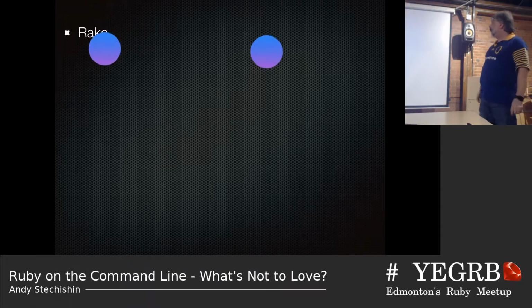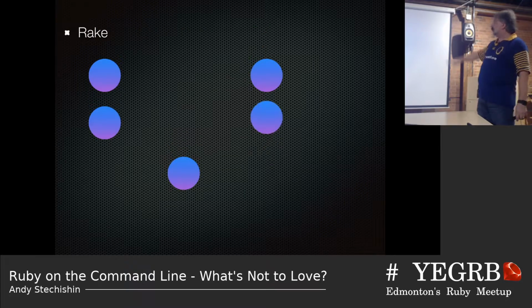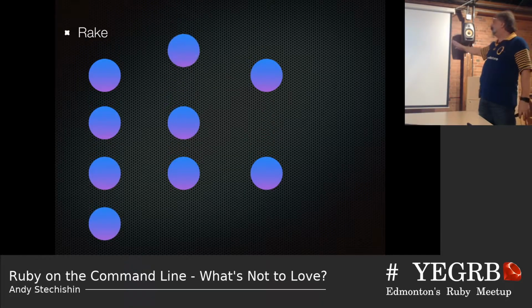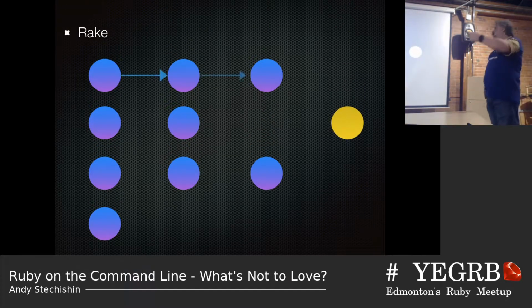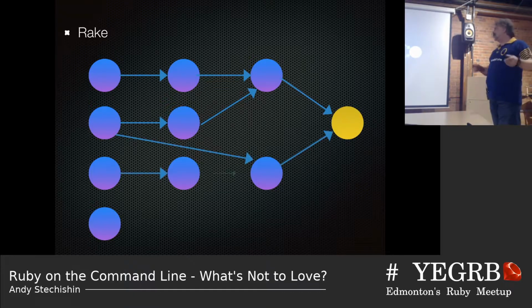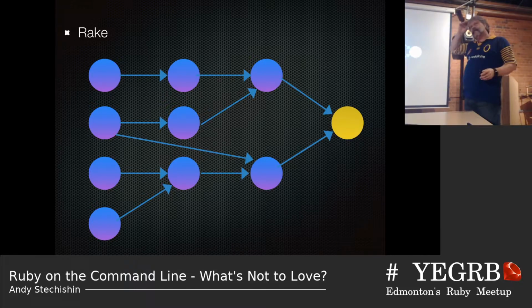And it's useful. So, I have a bunch of things, right? I need to do this. I need to do this. This is dependent on this. This is dependent on these previous things. These two things have to happen before this happens. This is where Rake excels, okay?